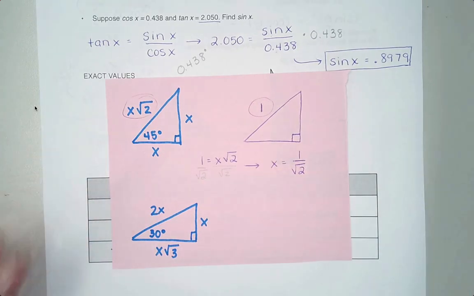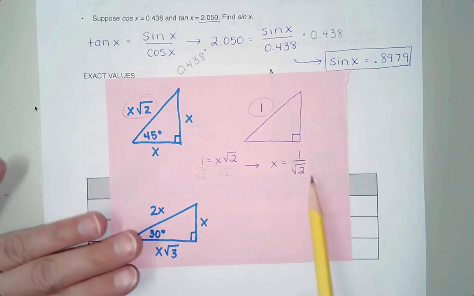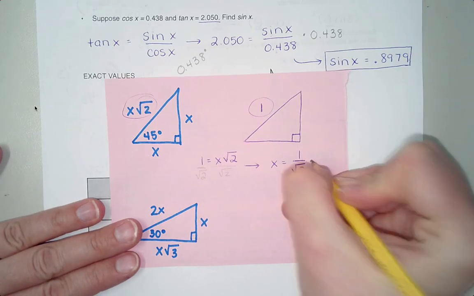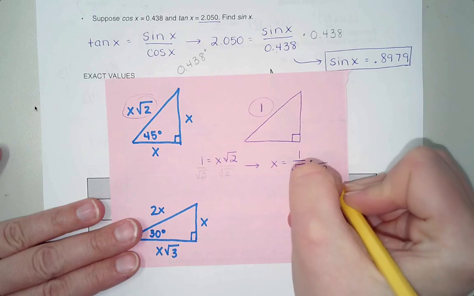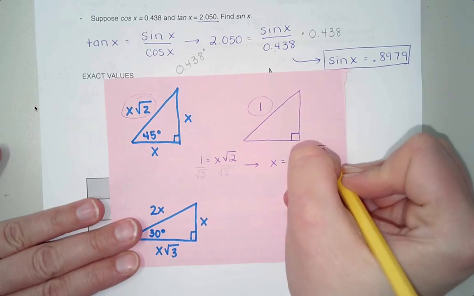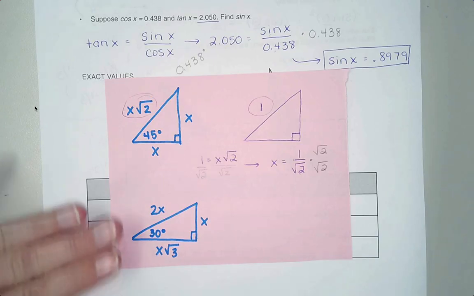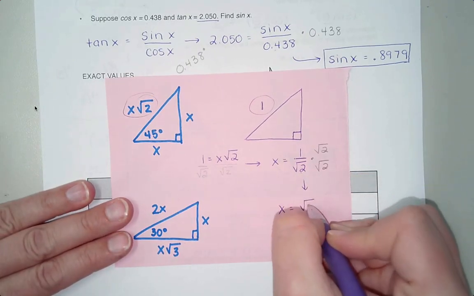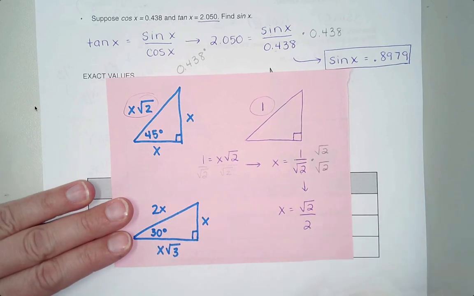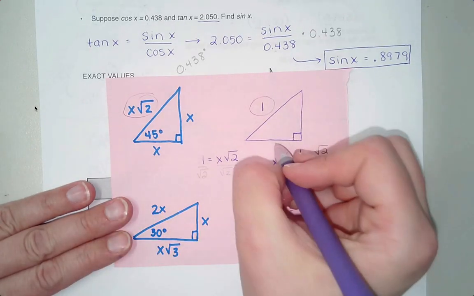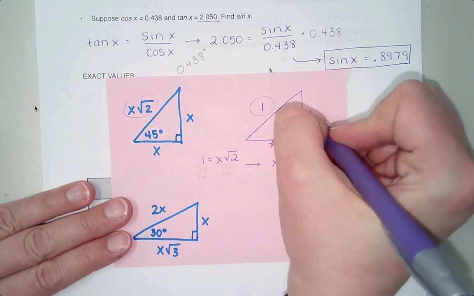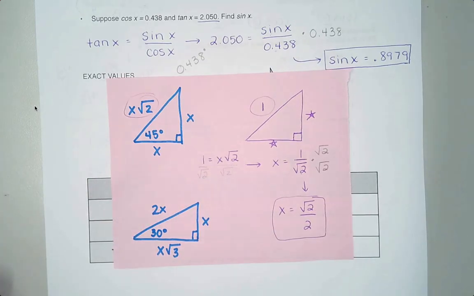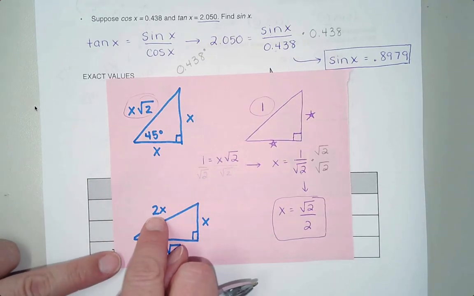That's not so bad, right? Except, remember that we can't leave a square root on the bottom of the fraction, so now we have to rationalize. So I'm going to multiply by the square root of 2 and the square root of 2. Okay, and that's going to give me x equals square root of 2 over 2. And based on this layout, that means that this length here and this length here are both square root of 2 over 2.